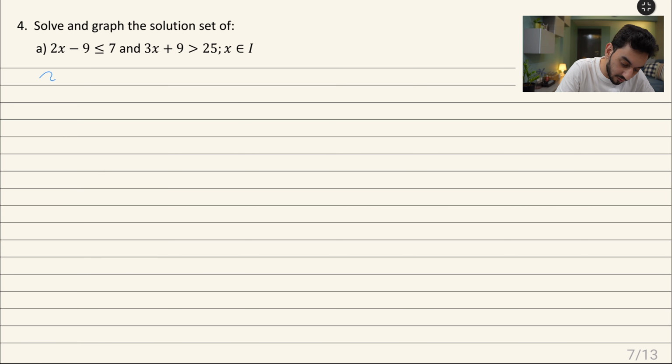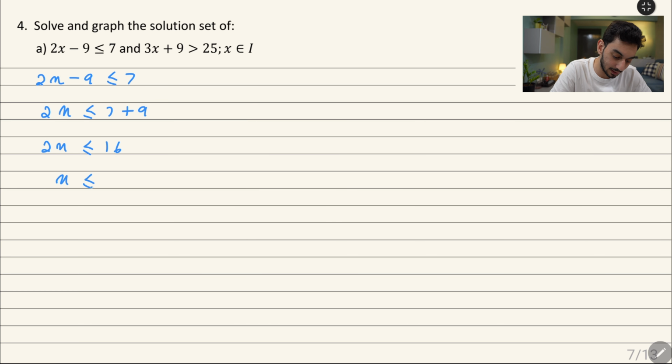Okay, I'll solve the first one. This says 2x minus 9 is less than equal to 7. The 9 goes to the other side, so side change, sign change. So 2x is less than equal to 7 plus 9. So 2x is less than equal to 16 and x is less than or equal to 8. That is one of my solutions. Let us move ahead to the second one.